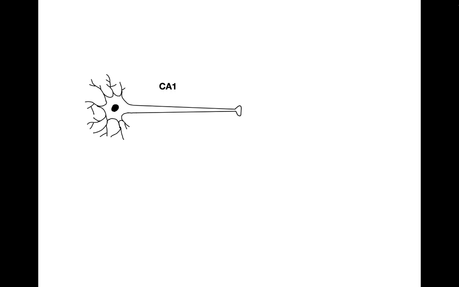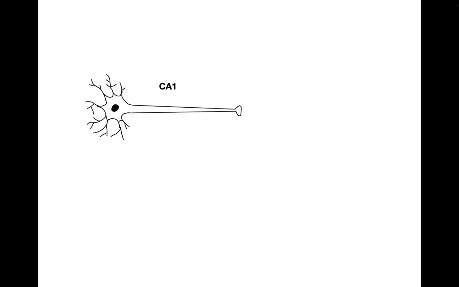So I'd like to start off with a hypothetical experiment, and in this experiment we have neurons. And these neurons are called CA1 neurons. Now CA1 neurons are neurons that are found inside the hippocampus, which is a region responsible for long-term memory.